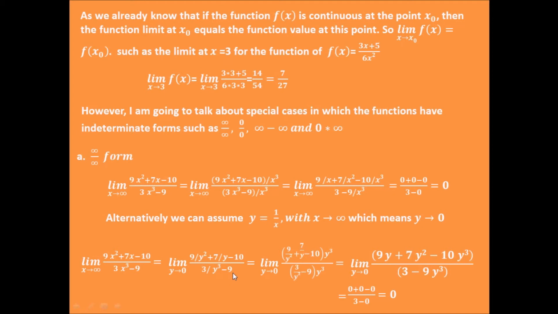Then we multiply by y cubed in both numerator and denominator. Then we get the numerator as 9 times y plus 7 times y squared minus 10 times y cubed, and the denominator becomes 3 minus 9 times y cubed, with y approaching 0. All three terms in the numerator become 0 and the denominator becomes 3. So we get the limit for this function is 0.